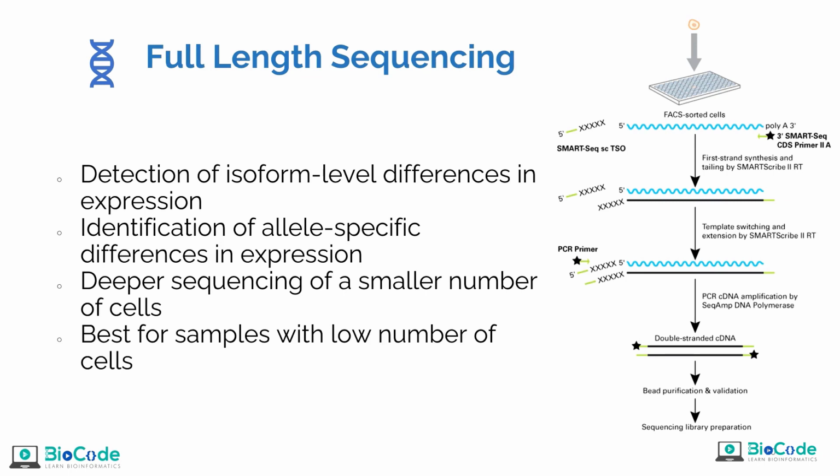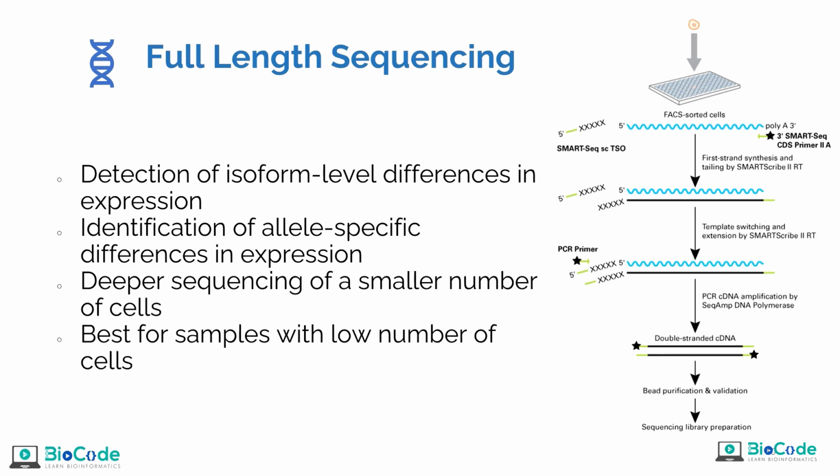Full-length sequencing, on the other hand, as we can see over here with Smart-Seq technology, the cells are sorted using FACS. Then the entire transcript is sequenced, double strand is created, bead purification, validation, and then the sequencing library is prepared and sequencing is done on the full length transcript. It allows us to detect isoform level differences in expression. It allows us to identify allele specific differences in expression.